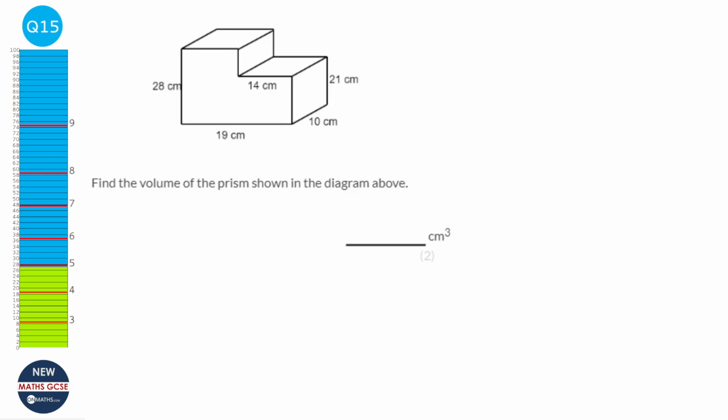So there's a few different ways of working out this question, but they all involve working out the area of the cross-section. And the cross-section is the part here. So we want to work out the area of this.